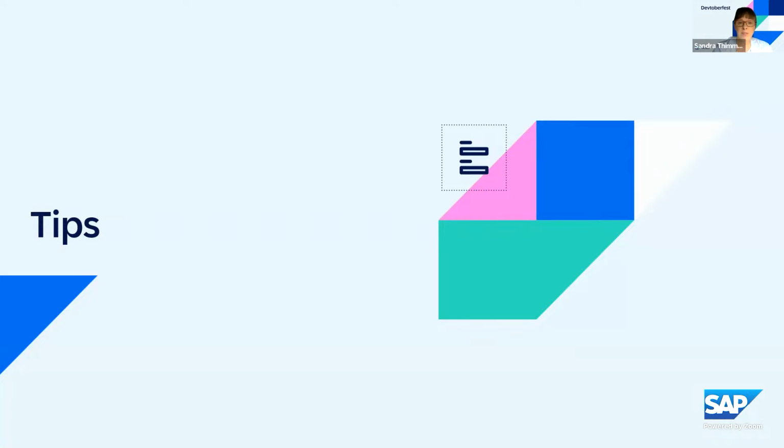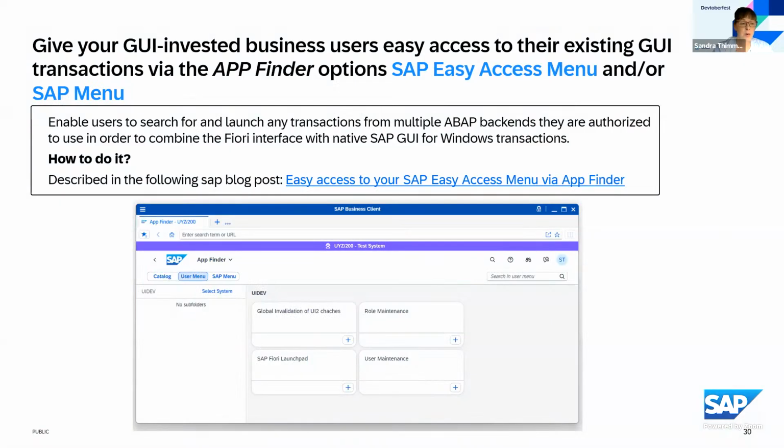I have some tips for you. This one, I think, is very important because there's a very easy approach to get existing GUI transactions, where the users are authorized to use them, into the Launchpad on the homepage via the App Finder. The App Finder is here in the user settings menu. You just have to click it, choose the App Finder, and then via clicking and pinning the transactions, they will be displayed in the user's homepage.